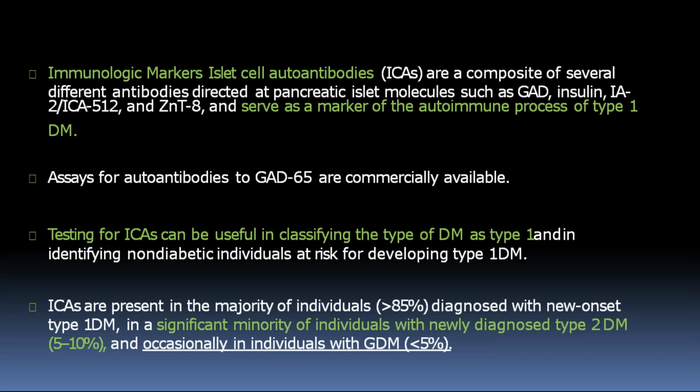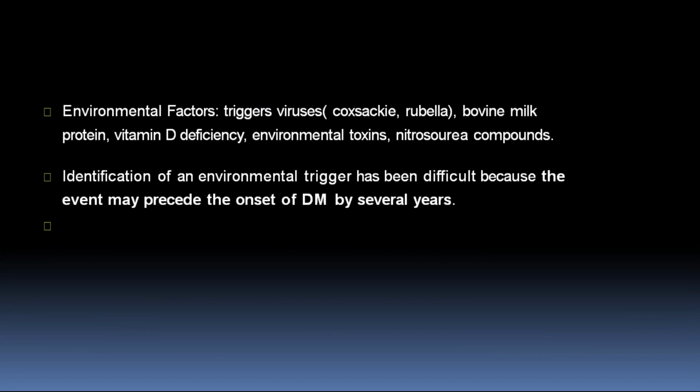ICAs are present in the majority of individuals, more than 85%, diagnosed with new onset type 1 diabetes mellitus, in a significant minority of individuals newly diagnosed with type 2 diabetes mellitus, and occasionally in individuals with gestational diabetes mellitus. So these are the composite different antibodies directed at the pancreatic islet molecules.